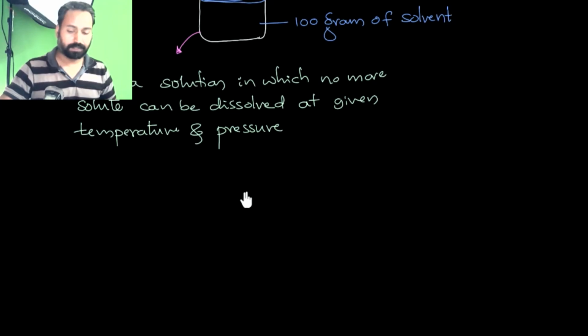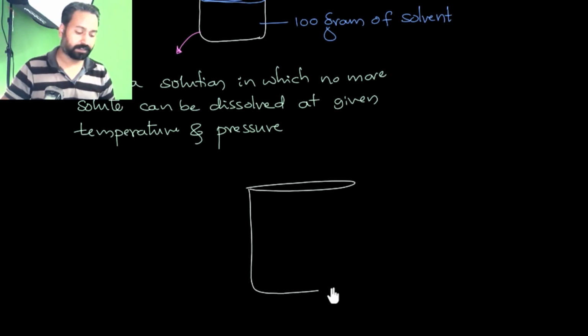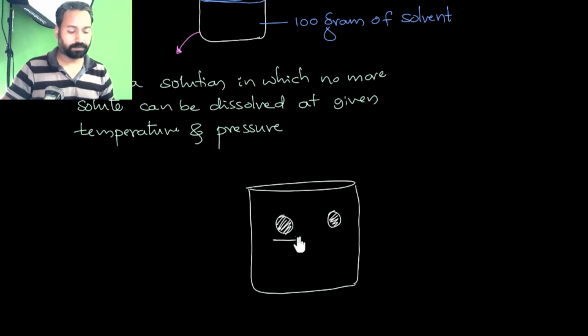Now let's assume that I have a container. In this container, I just consider only two solute particles. Here there are two solute particles. This is the one, and this is another solute particle. This solute particle is moving in this direction, and this solute particle is moving in this direction. There is a collision. When the collision takes place, the solute particles lose their kinetic energy and lose their energy itself.